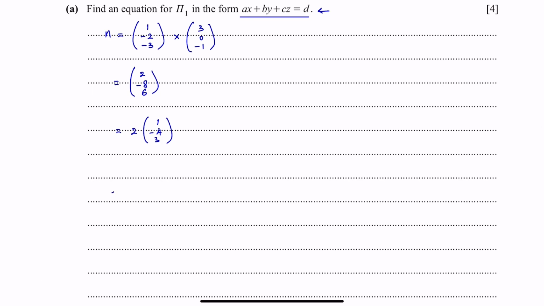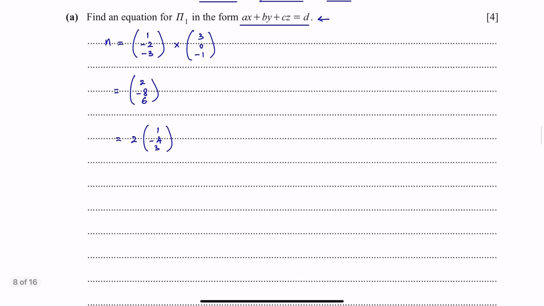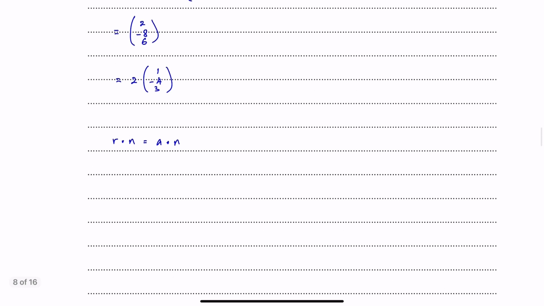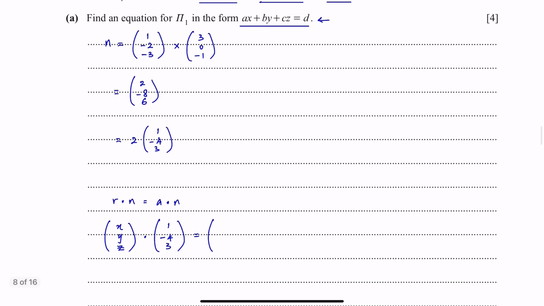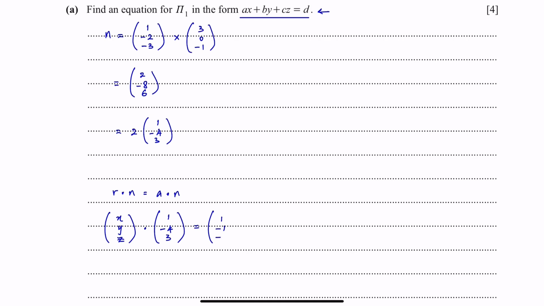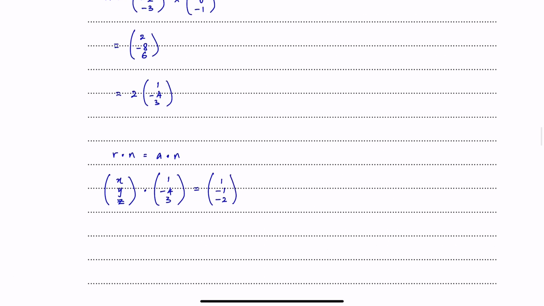And the formula for the equation is r dot n equals a dot n. The dot here represents the dot product. So r, you can write it as (x, y, z) dot product with the normal, equals a, which is a point on the plane, which is this one. So we can just write it here: (1, -1, -2), dot with the normal vector again.